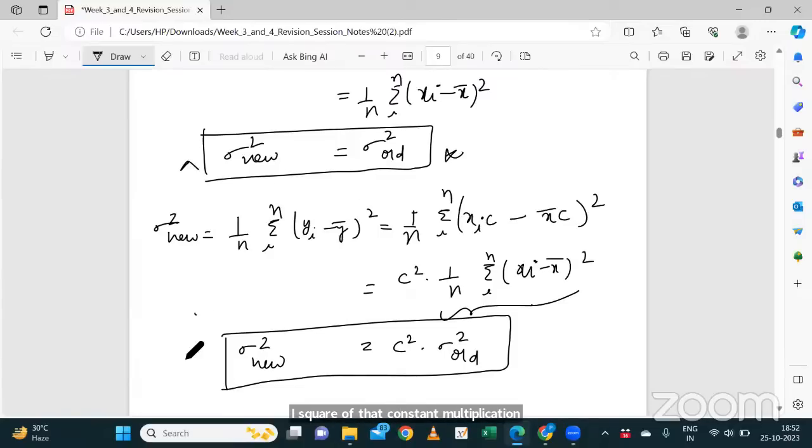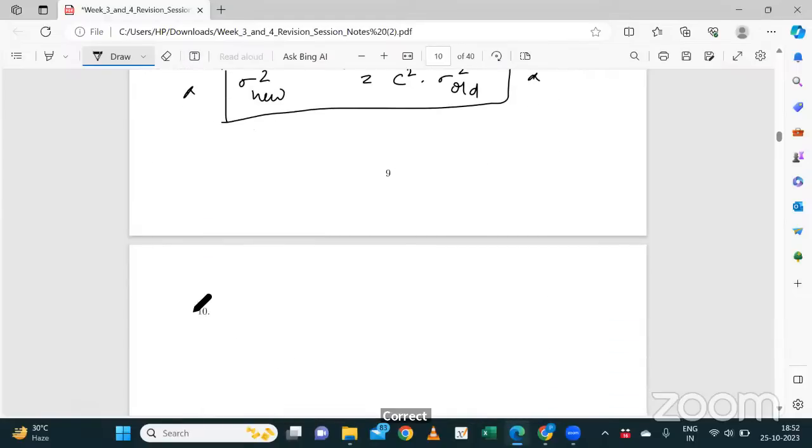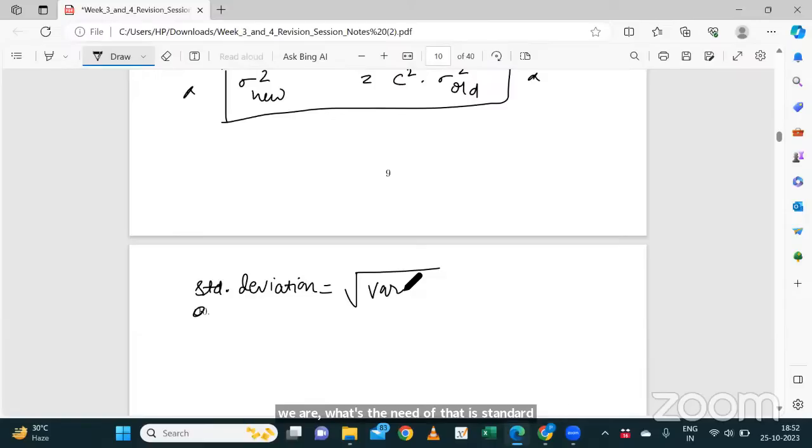Now come to the concept called standard deviation. First of all, what is the standard deviation, and what is the need of it? Basically, standard deviation is nothing but the square root of variance. But why are we taking the square root of variance? Because variance makes the unit squared, so the standard deviation brings back the original unit. That helps us to compare in the original unit.